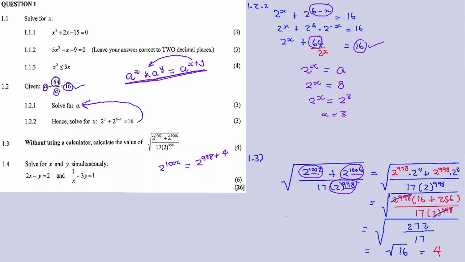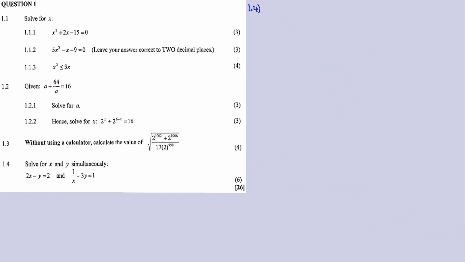1.4. Okay, I think let me erase here, so we can do this 1.4. Alright, 1.4 is a simultaneous equation. We are solving for x and y simultaneously. So equation 1, but this second equation, before I call it equation 2, how about we remove the fraction, right?